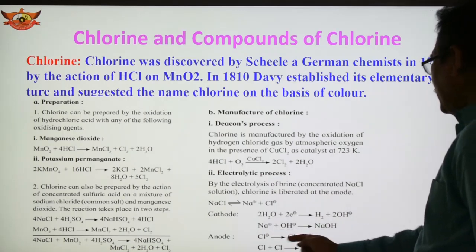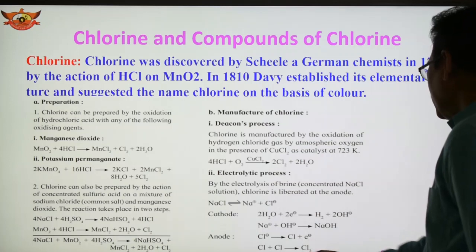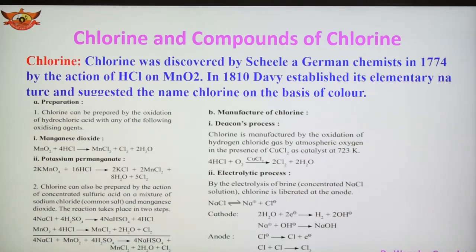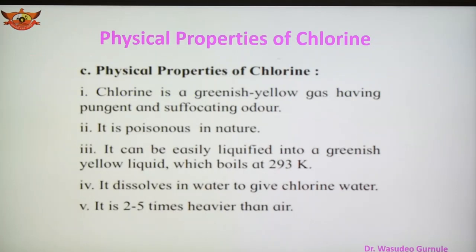forming Cl, and when two Cl atoms combine, we get chlorine. So chlorine is obtained at the anode. The dissociation is taking place for sodium chloride, and at the two electrodes, two compounds are formed. Chlorine is obtained at the anode.